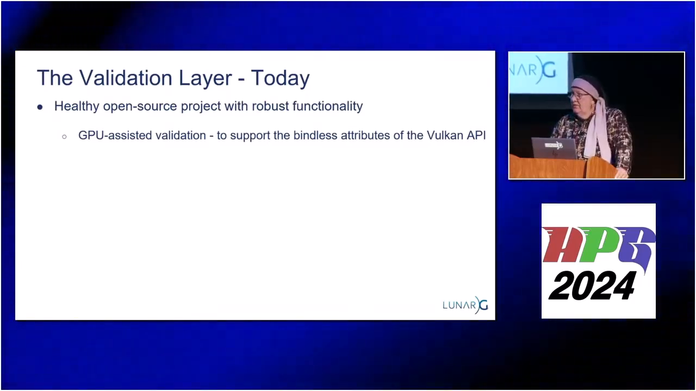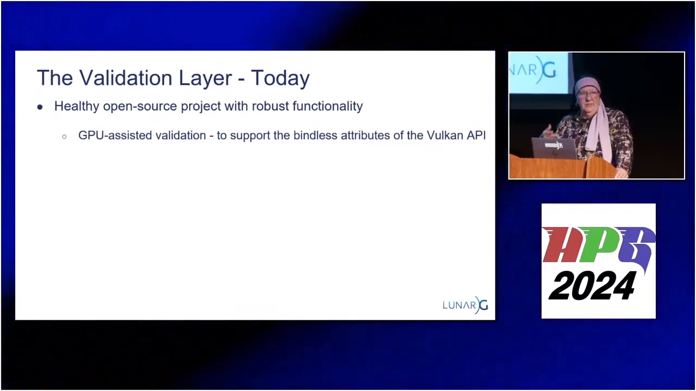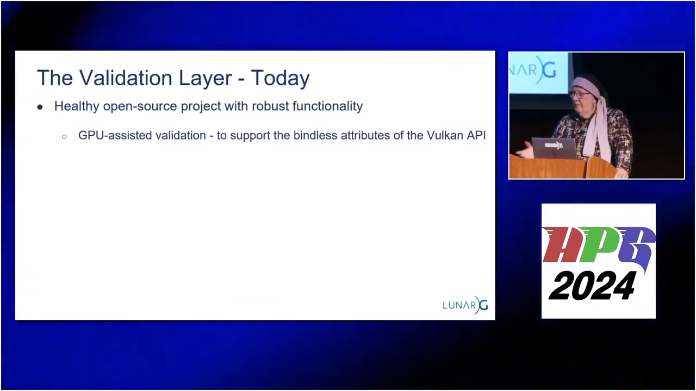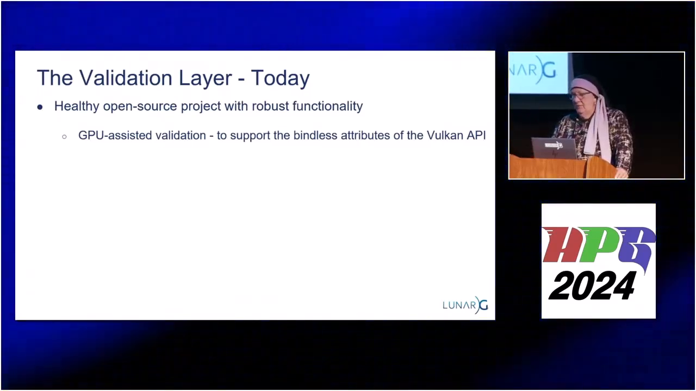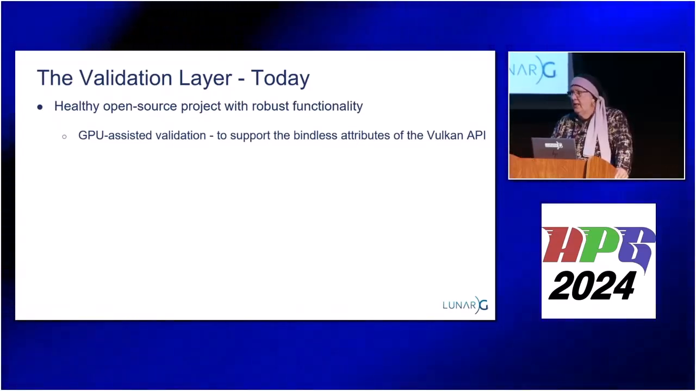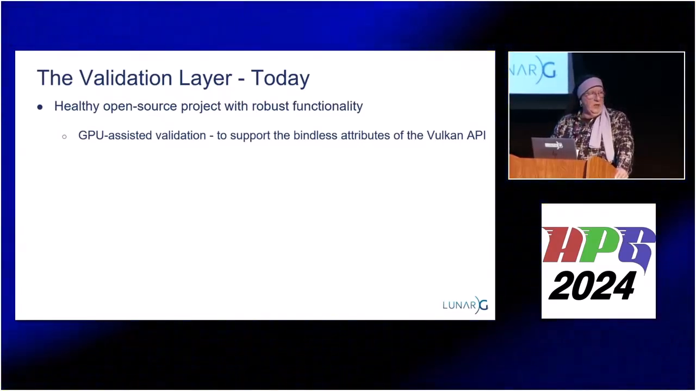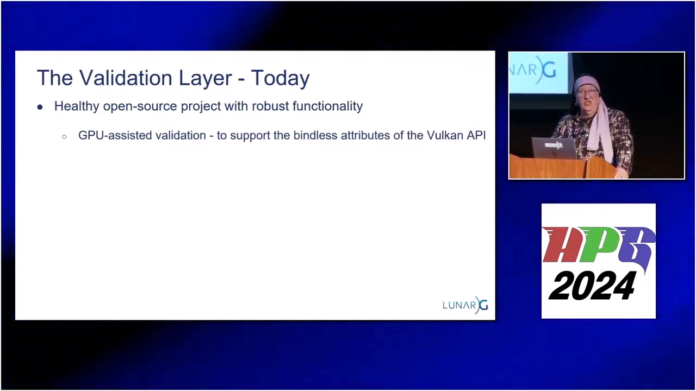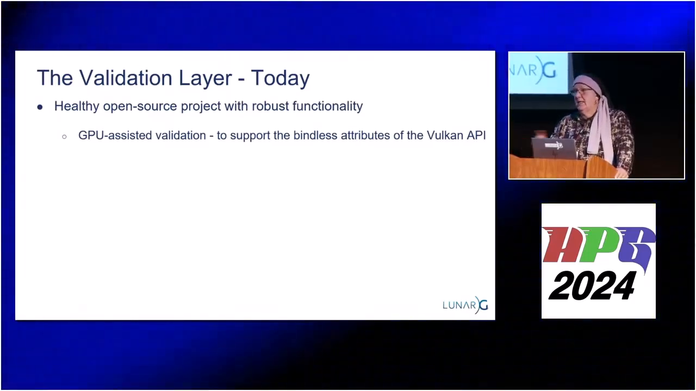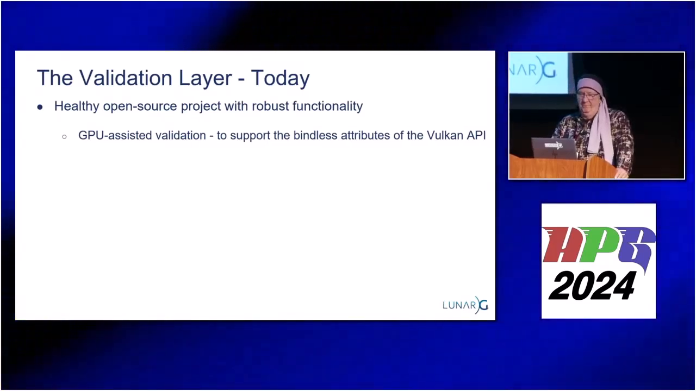In the very early version of the Vulkan API, you were required to bind buffers and textures before sending them to the GPU. Then the bindless attribute of the Vulkan API was released, I think around 2017 if I remember correctly. This required us to add to the validation layer what we call GPU-assisted validation, or GPU-AV. This is stuff that cannot be validated until it's executing on the GPU due to the bindless nature of the API.